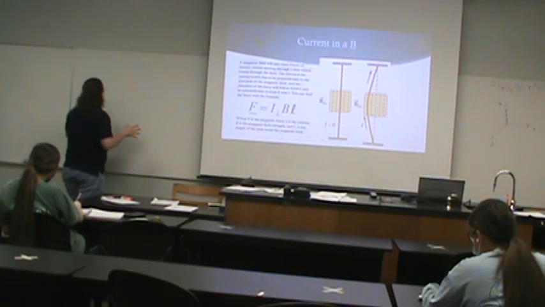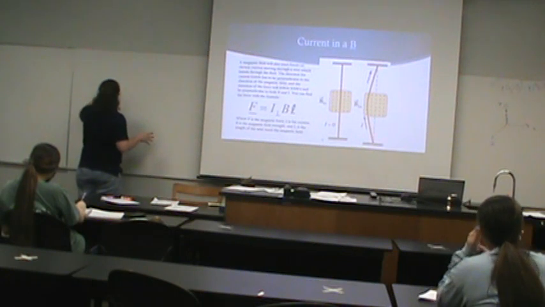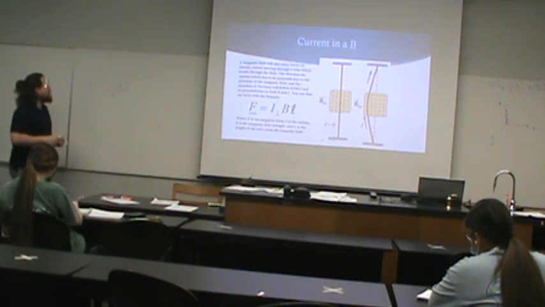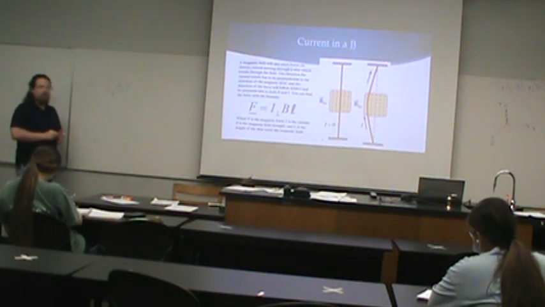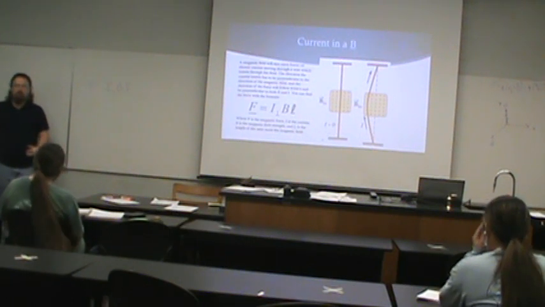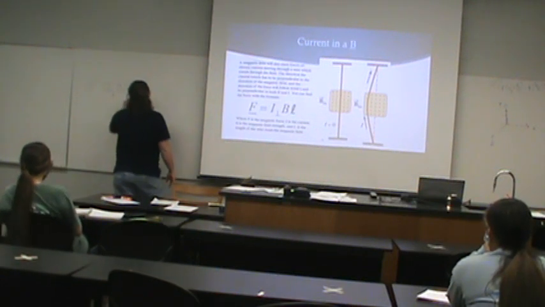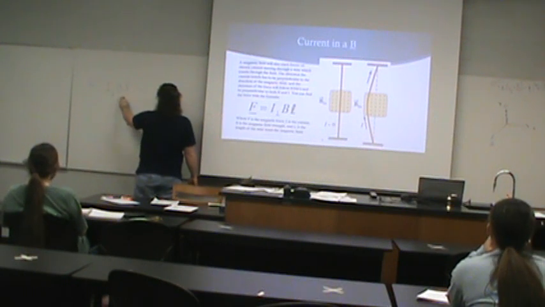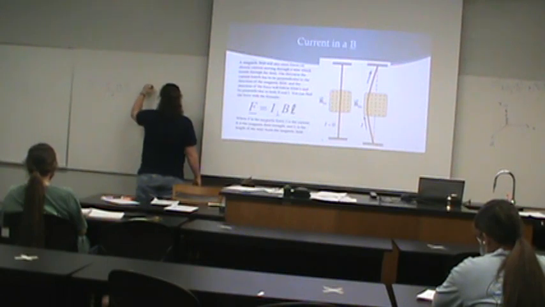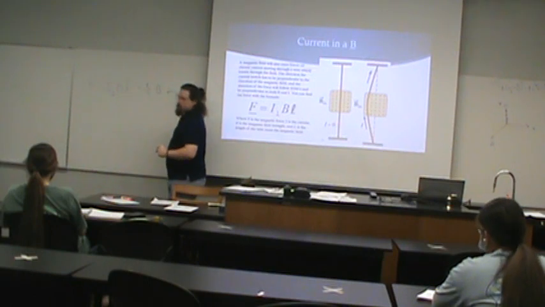The formula on the screen right now, force equals current perpendicular times magnetic field times L, is the same formula we were using previously to describe the force from a field on a single charge. And to prove that fact, I'm just going to tweak it slightly. Electric current is defined as the flow of charge over time, times magnetic field times length, which is measured in meters.